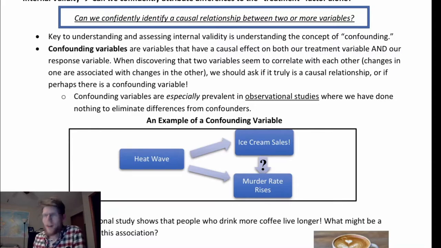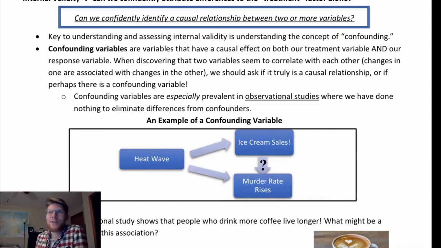Let's say that I am collecting data about ice cream sales and murder rates. I don't know why I'd be doing that, but let's just say I am. And I notice from some data that whenever ice cream sales go up on a particular day, the murder rate is also a little bit higher on that same day. And when ice cream sales are low, murder rates are also low. So I might be wondering, is one of those things causing the other? Do people who eat ice cream feel particularly murderous on a particular day or something like that?